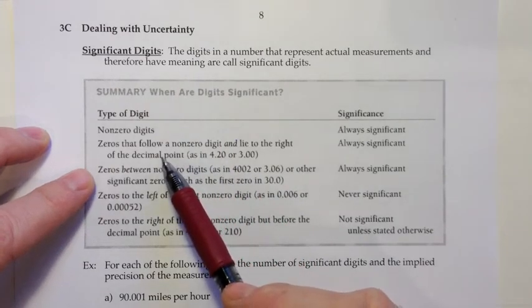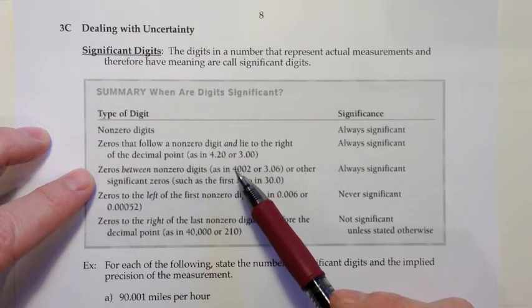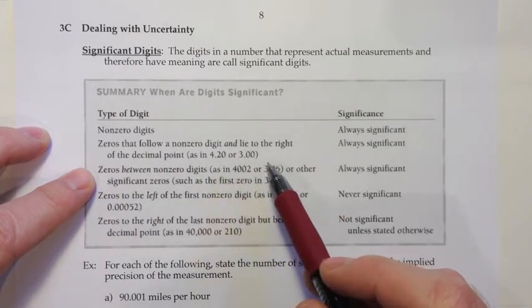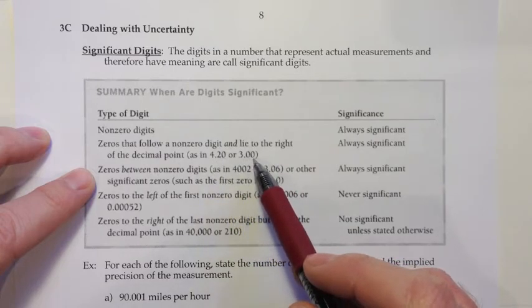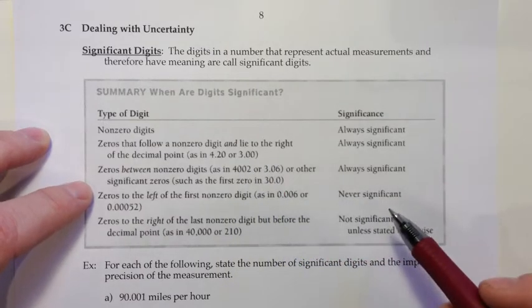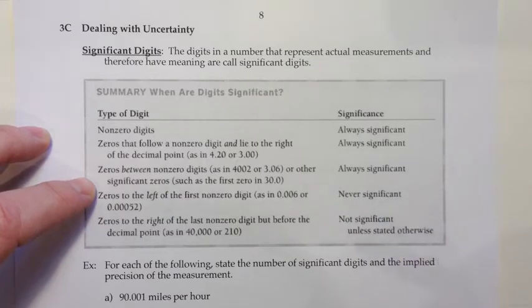The first one is that zeros that follow a digit and lie to the right of the decimal point are always significant. So if you have a decimal and then there's zeros at the end, you would count them. So this is 1, 2, 3 significant digits, and again 1, 2, 3 significant digits, so those zeros do count as significant. Zeros that are between non-zero digits always count as well.